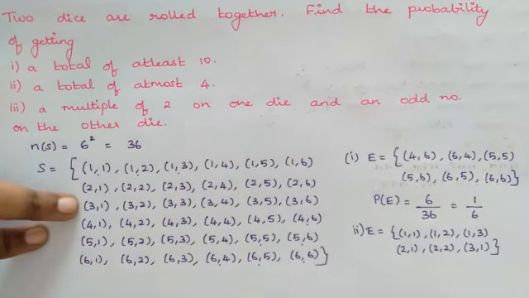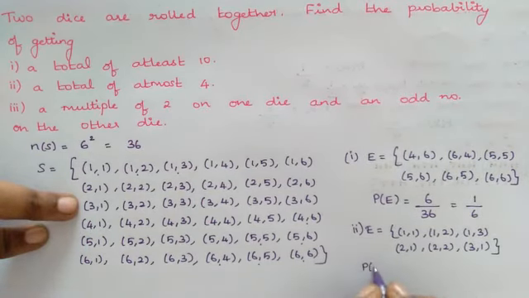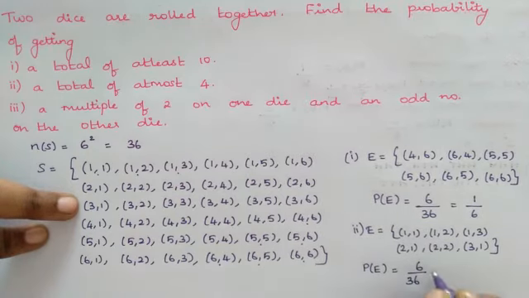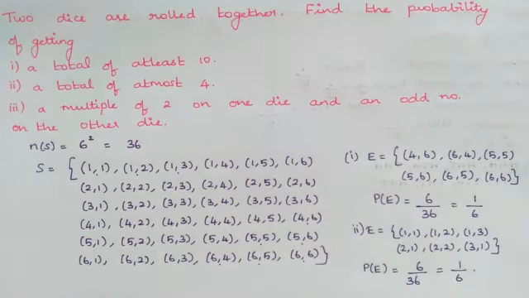So we are having 6 possibilities here. So the probability of the event of getting a total of at most 4: we are having number of favorable outcomes 6 by total number of outcomes 36. That is 1 by 6. That's it. Okay. Now third question.